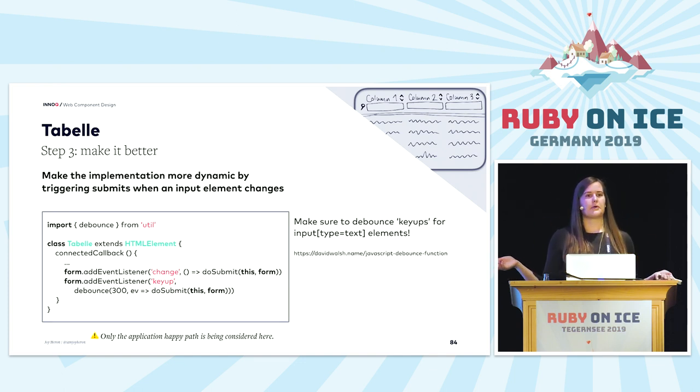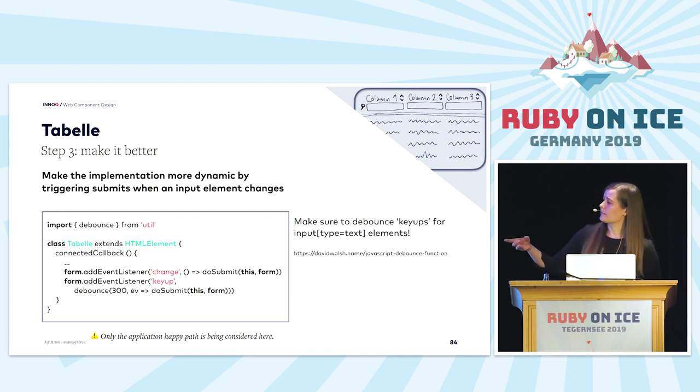I can also improve my component to make it more dynamic by triggering submits myself when I think they should be triggered. For instance, when I click on these radio buttons, maybe I want to send the submit directly to the server and not wait for the user to submit. I can do that by adding a listener to the change event to submit the form directly. I can also add an event listener to the key up event, so that when I type in the box, I can perform this filtering query for the user directly instead of waiting for them to submit.